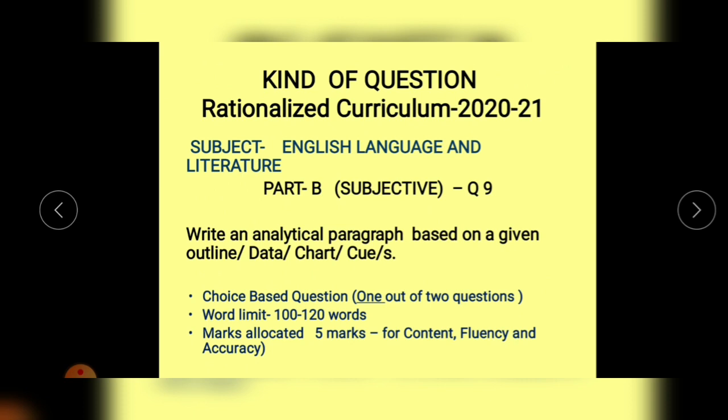You're going to answer only 1 out of 2 questions. The word limit is only 100 to 120 words. Marks allocated are 5 marks, which are for content, fluency and accuracy.